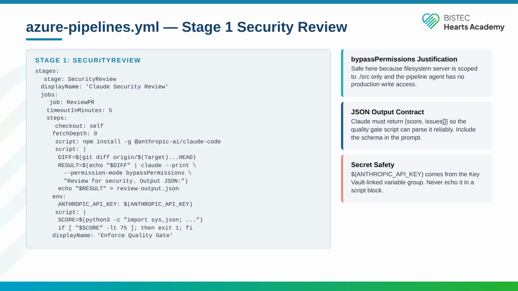The Anthropic API key is passed in the env block, not referenced inside the script text. This matters. Values in env are masked in Azure DevOps pipeline logs. Values concatenated into a script string are not masked and will appear in plain text in the log output.